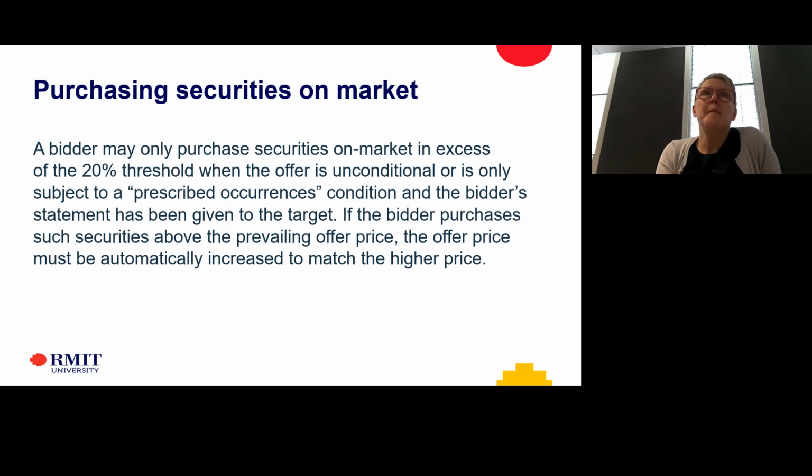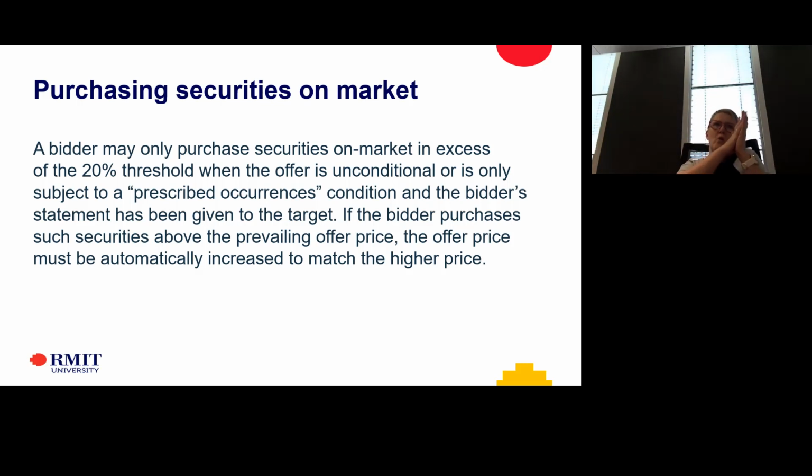A question that comes up quite a lot is, if you have made a bid, can you acquire securities on market? So a bidder can only purchase securities on market in excess of that 20% threshold when the offer is unconditional or is only subject to prescribed occurrences, and the bidder's statement needs to be given to the target already. If the bidder purchases securities above the prevailing price, then the offer price needs to be adjusted to go up to the higher price.